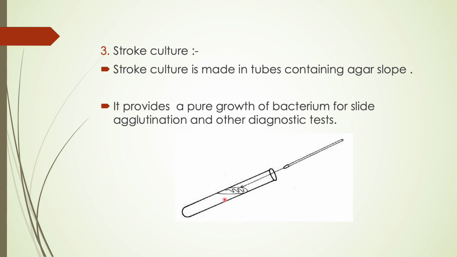For example, in the stab culture, we use this to see the motility of the bacteria. But here, why do we need this? In this slant culture, we use a small amount of media, and if we want to culture the pure bacteria, the pure growth of the bacterium, we need to use this method.